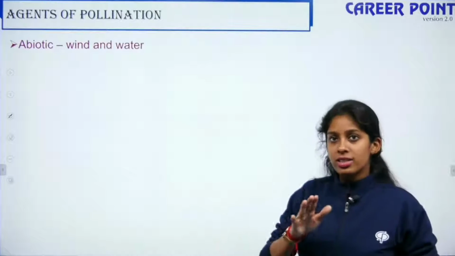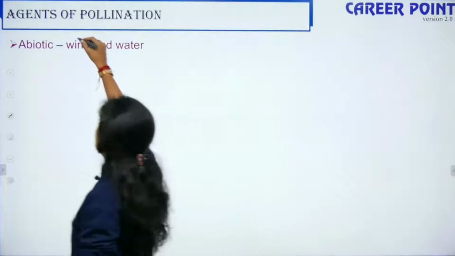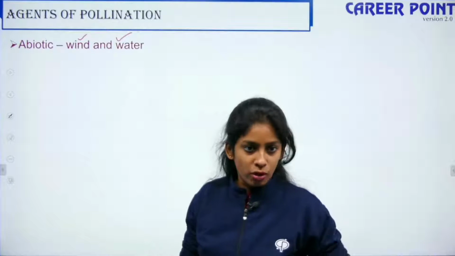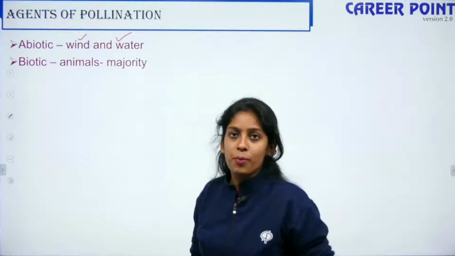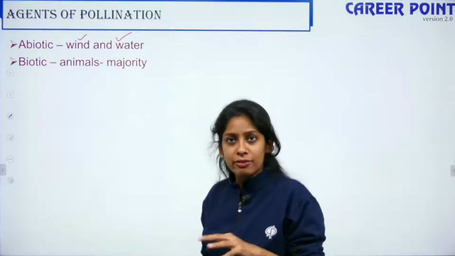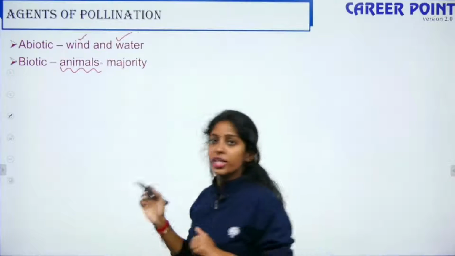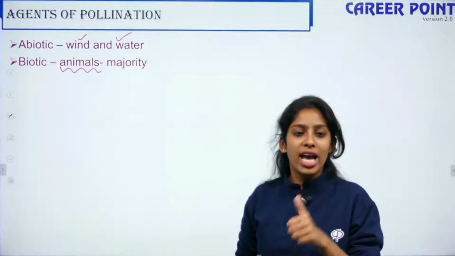So abiotic, that is a non-living agent. So the non-living agent here is wind and water. So wind pollination, water pollination, all right. The next one is biotic pollination. So biotic is living organisms. So here you have animals. So majority of the pollinators are animals. So to some extent you have wind and water.